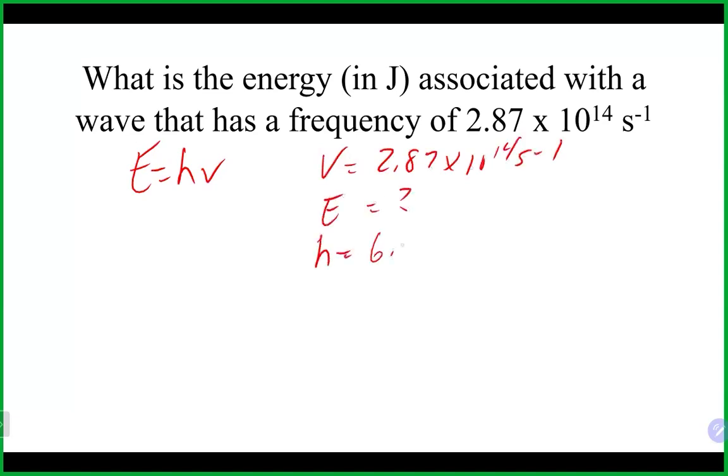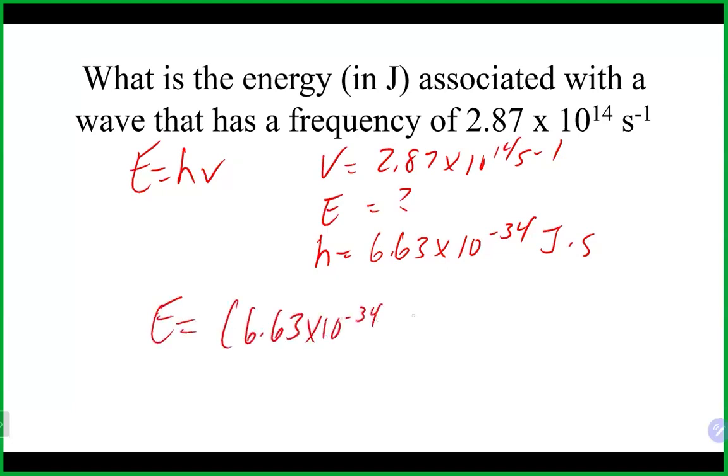Planck's constant, again, is 6.63 times 10 to the minus 34 joules times seconds. Just plugging it in here, times our frequency, 2.87 times 10 to the 14 reciprocal seconds. That's 1 over seconds, which means those will cancel out, and we'll end up with 1.90 times 10 to the minus 19 joules.